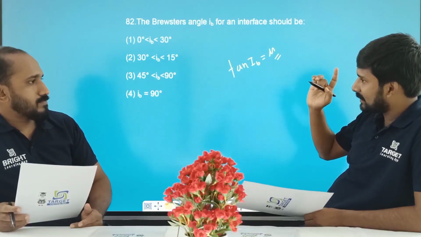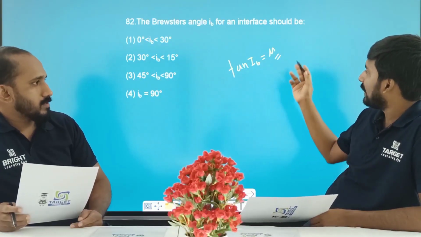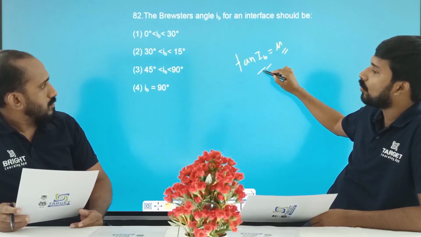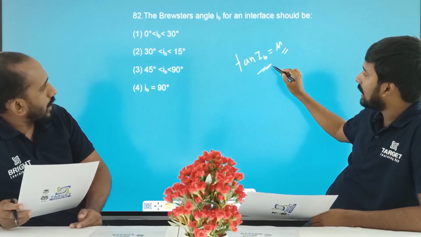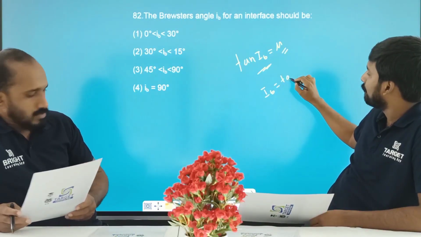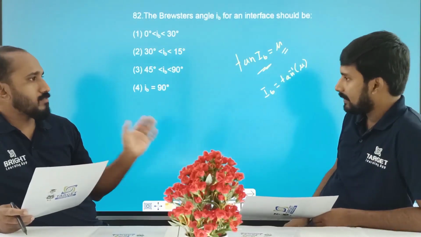For polarization, the refractive index of the medium should be greater than air. So mu should be greater than 1, so tan IB should be greater than 1. So IB will be equal to tan inverse of mu. This question is asking, what will be the range of IB, where to where it can be?